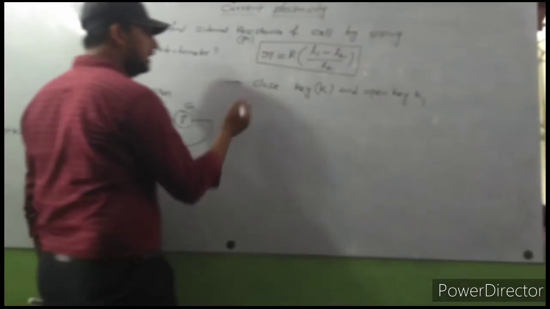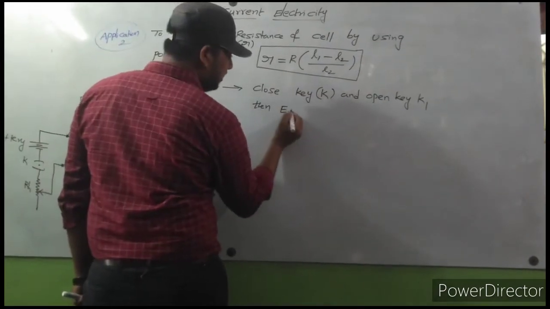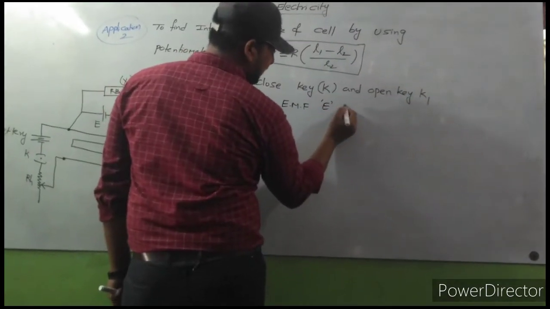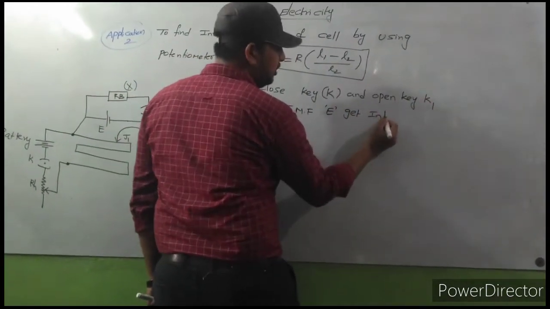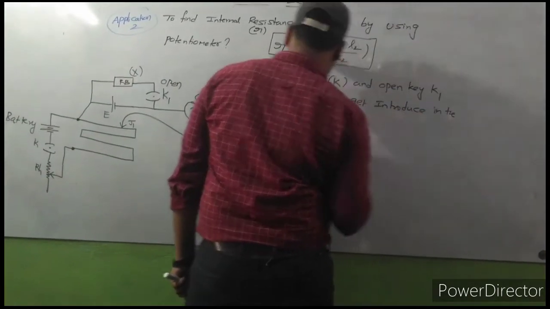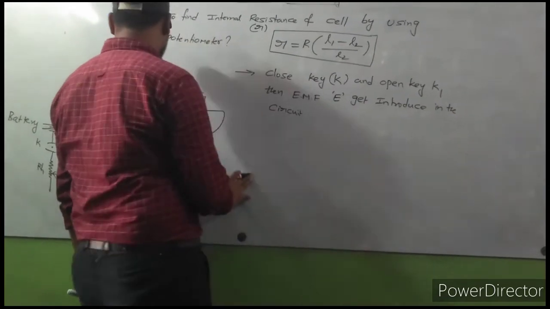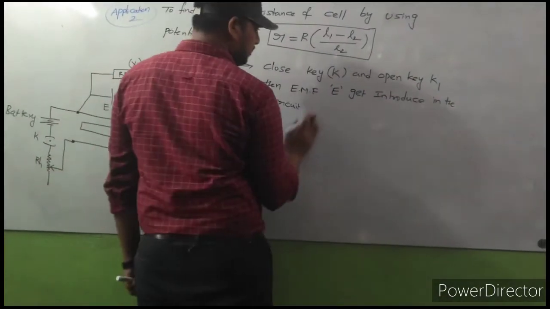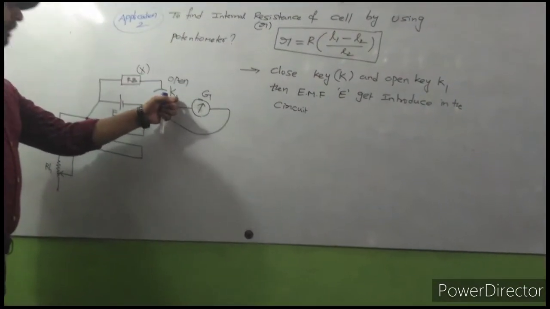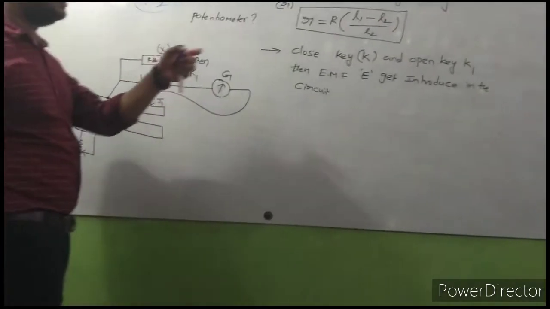So with key K1 open, the EMF E gets introduced in the circuit. So when we close key K and open key K1, that means the EMF E gets introduced in the circuit.